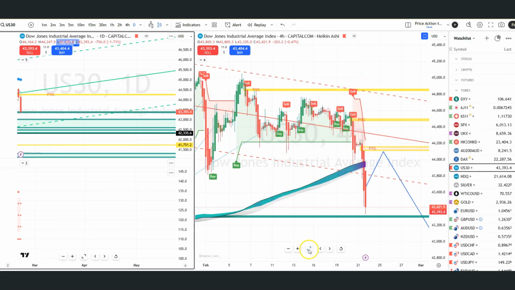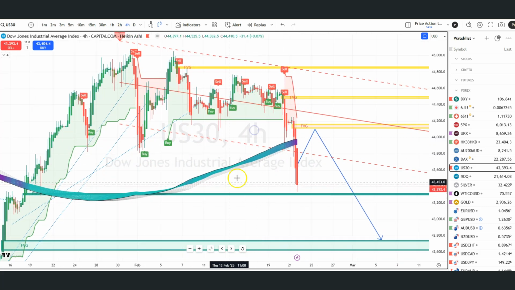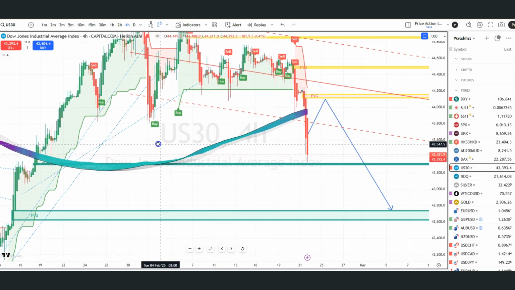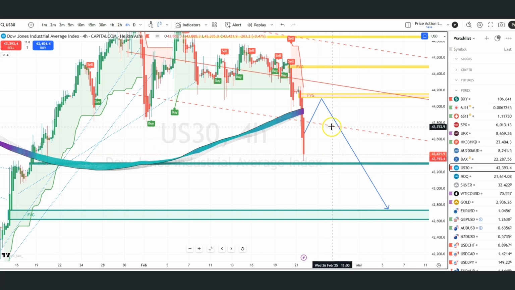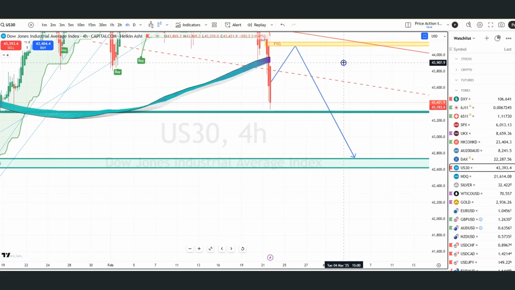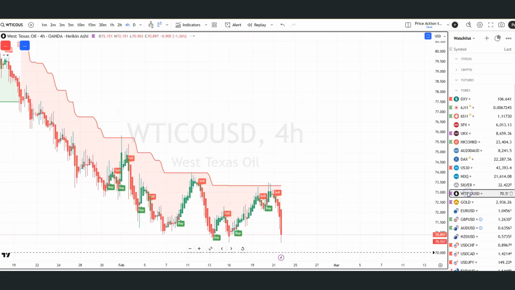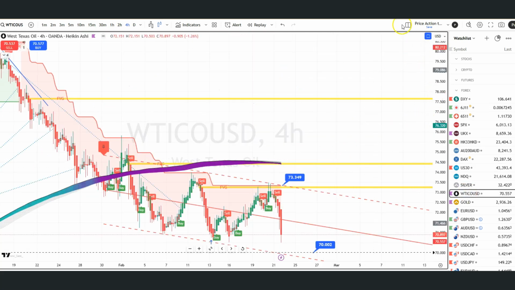Now, in terms of the 4-hour chart, we can see that the price now on the Dow Jones has fallen below the 200-day moving average. This is really important. So we do expect a small pullback, probably Monday, to 44,000 or thereabouts, and then a fall to 42,746. Remember these numbers, write these numbers down, because if you're not in the VIP room, it might be useful to you.